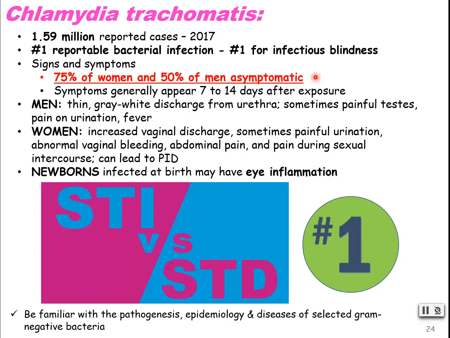These people didn't. So symptoms are usually going to appear about 7 to 14 days, and it is going to be urethritis in males, so painful testes, pain on urination, possibly a fever. In women, usually it's going to be increased vaginal discharge, which most often is going to go unnoticed. Possibly if it gets in the urethra, painful urination. Lots of times there's abnormal bleeding, so spotting in between a woman's cycle, but that doesn't often tip her off that something is wrong. If it goes to a pelvic inflammatory disease, then there's going to be that abdominal pain.